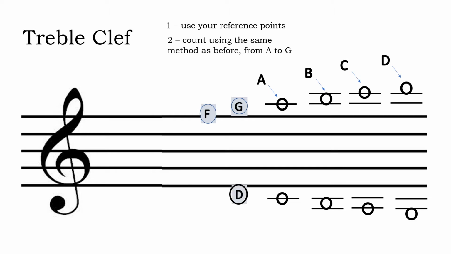Then for the lower ledger lines, we know that the note underneath the stave is D, and then we count downwards. So we have C, B, A and G. The main purpose of the clef is to make it easy to read notes. So instead of reading lots of ledger lines, you can just change the clef.